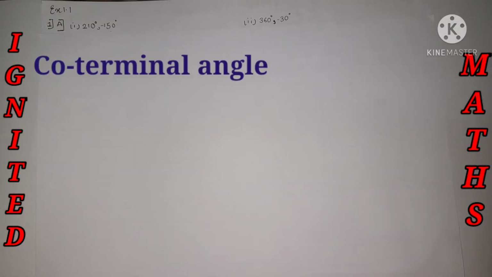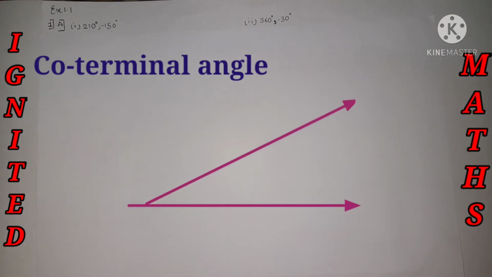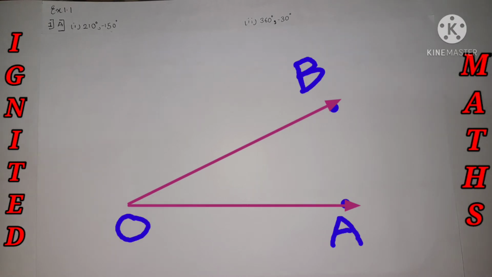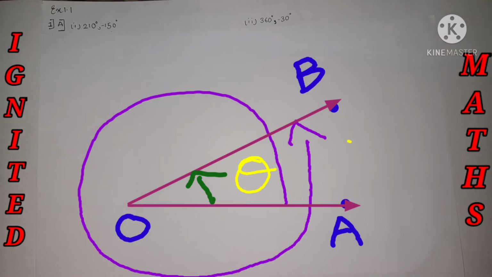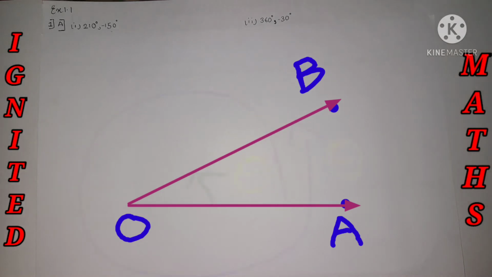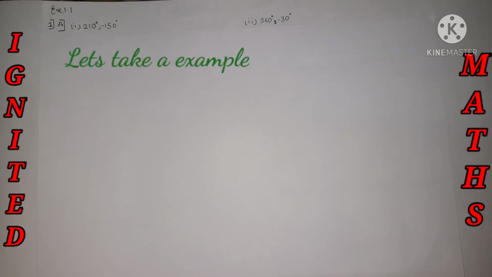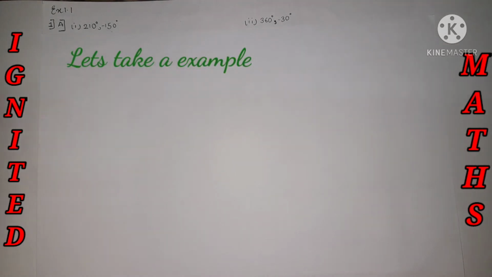The first question is based on the coterminal angle. A coterminal angle says two directed angles are called coterminal angles if we can place one angle on the other in such a way that the initial arm coincides and the terminal arm also coincides. In the simplest way, we are going to take an example for it: the angles of measure 40 degree and 400 degree.